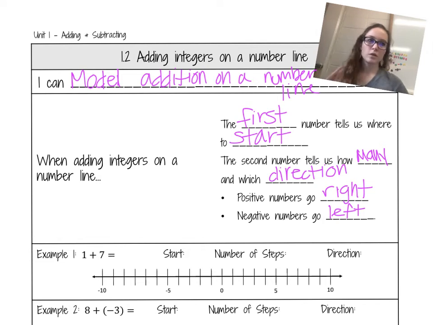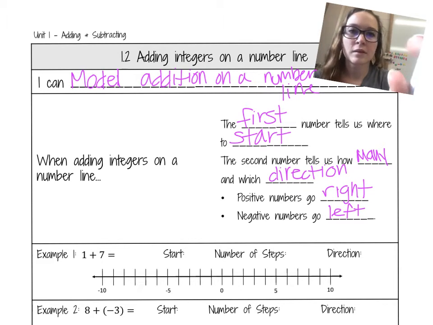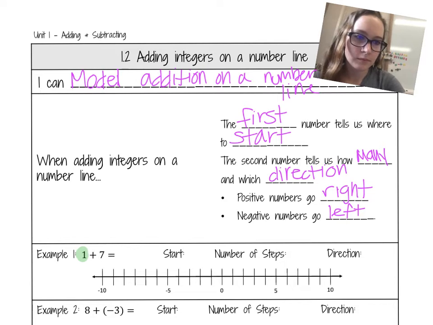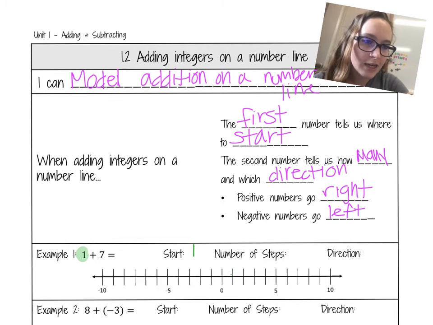Okay, so example 1. 1 plus 7. Let's start with one that we don't need a number line to do so we can get the hang of it. So that first number, 1, tells us where to start. So I'm going to put a tiny dot on 1. The second number, 7, tells us how many steps. So we're going to go 7 steps.